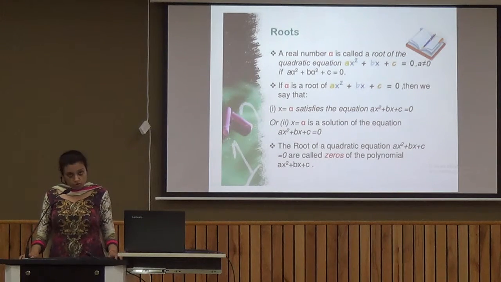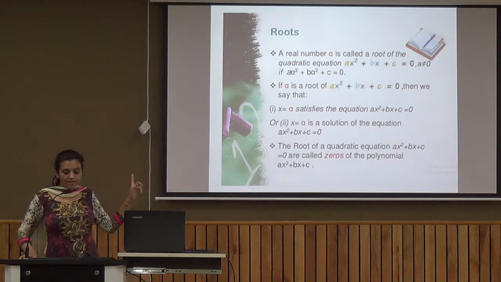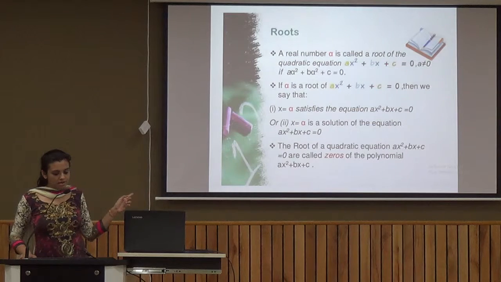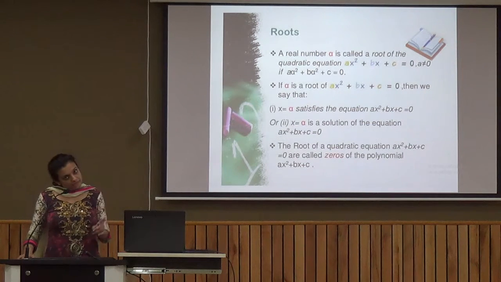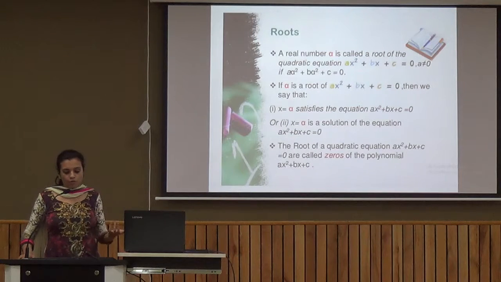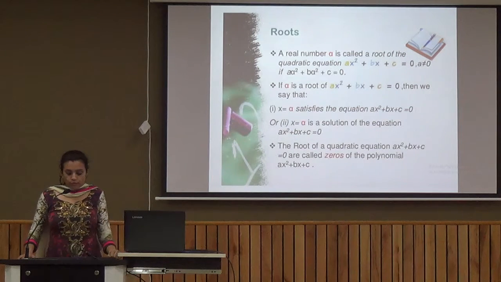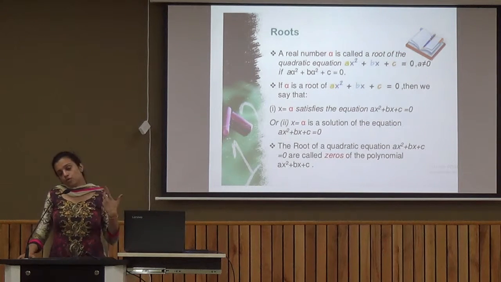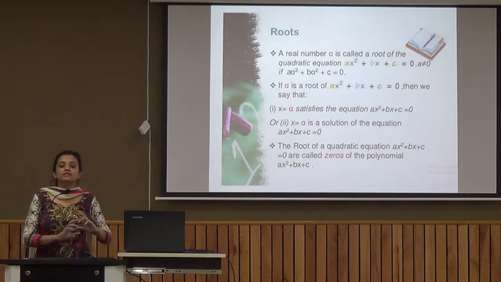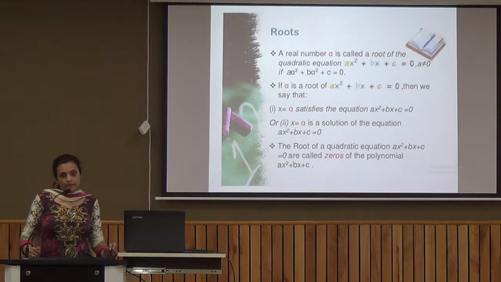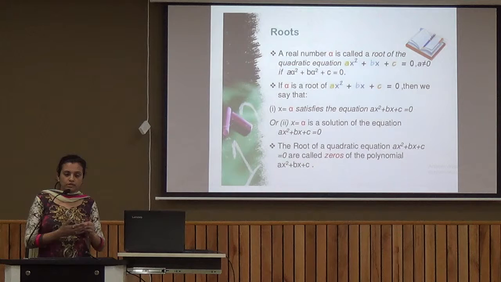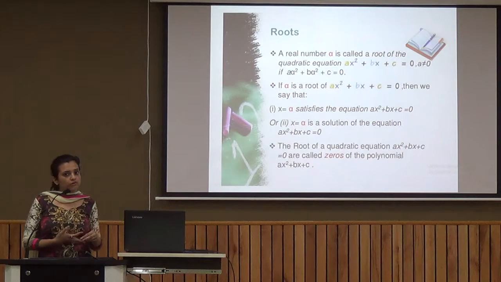If alpha is a root of the given equation, then we can say that x equal to alpha satisfies the equation ax square plus bx plus c equal to 0, or x equal to alpha is the solution of the given equation. Now, the root of a quadratic equation, alpha, is also called a zero of a polynomial. These two words are generally used interchangeably: the zero of a polynomial, the root of an equation.